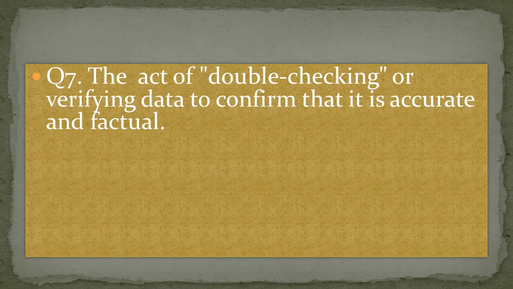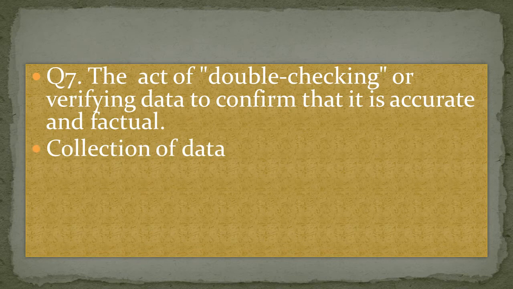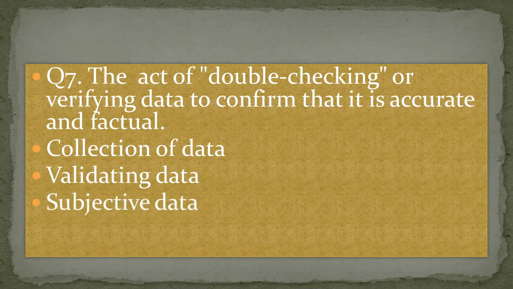Question number 7. The act of double checking or verifying data to confirm that it is accurate and factual. Option A, collection of data, option B, validating data, C, subjective data, and the last one is objective data. So by verifying data we mean validating data. So here the correct option is validating data.